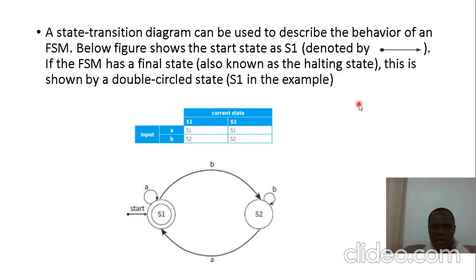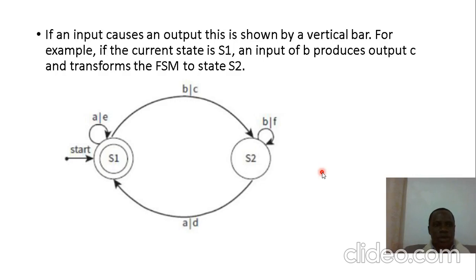This is the starting point, and this is a halting state, like the final state. This one has two rings, two circles encompassed. All right, so you can have a look at it again just to see.